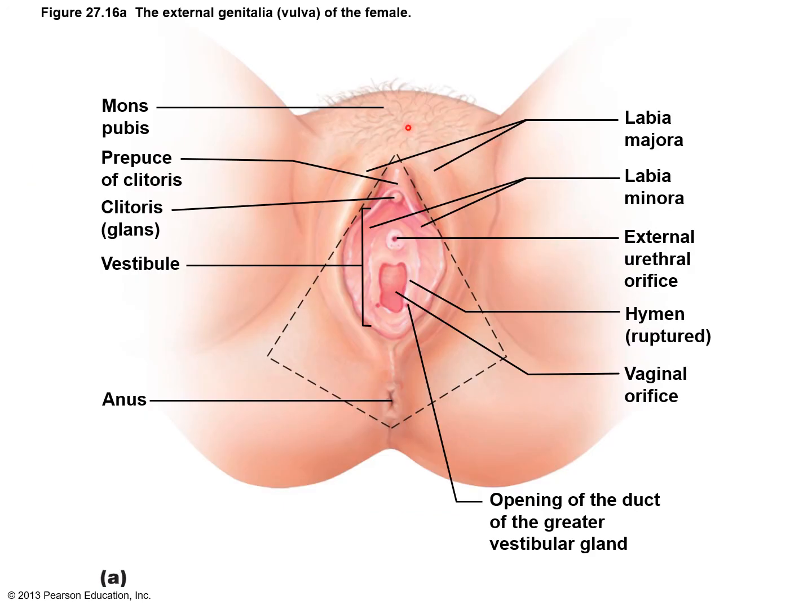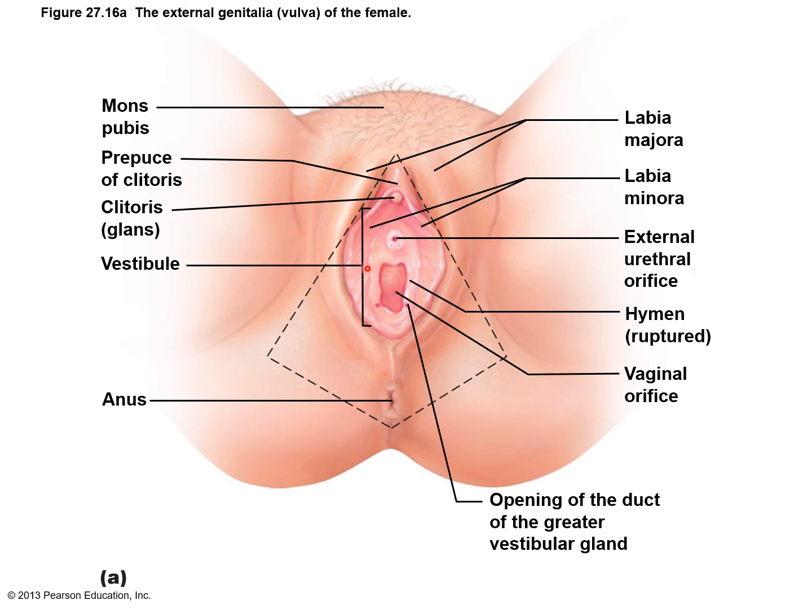So if we look at this image right here, we can see the mons pubis right there. Right here would be the labium majora, and those would be the labium minora. You can see right here the glans of the clitoris, glans meaning the head of the clitoris. This is going to be the opening for urine to flow out. So this is the urethral orifice right there.